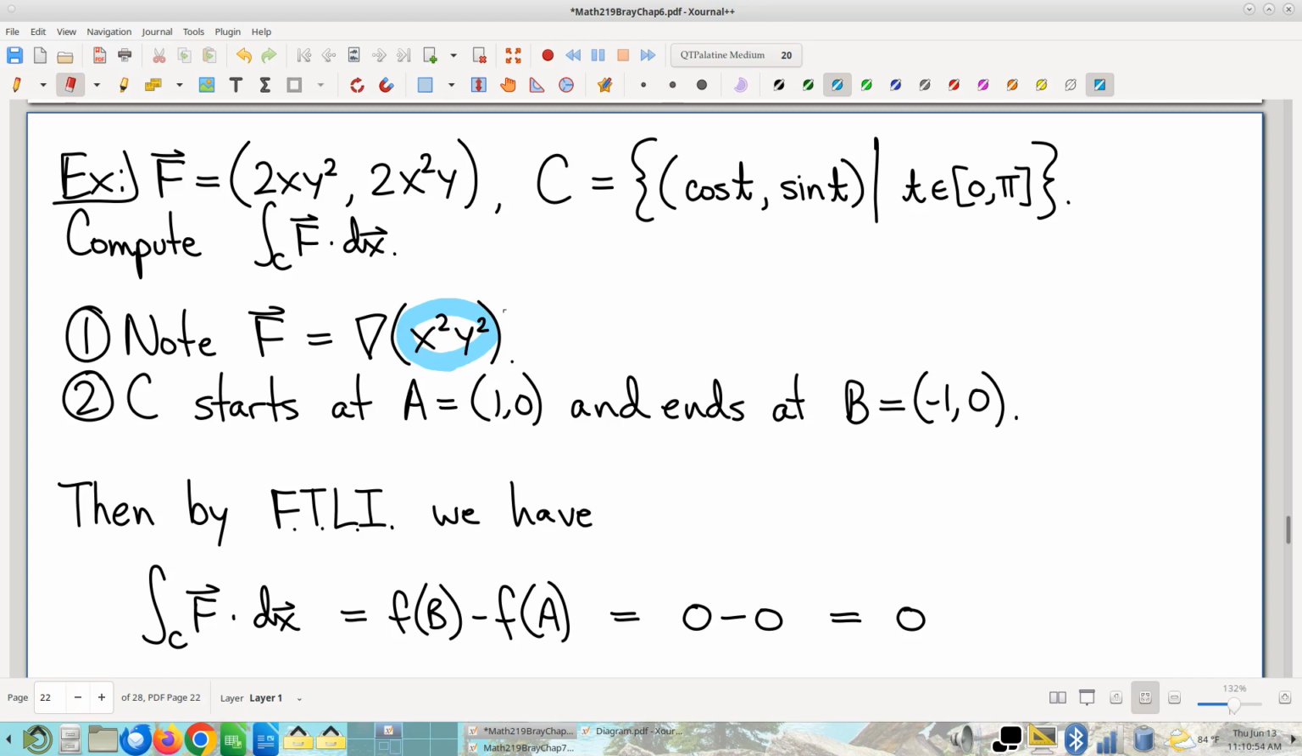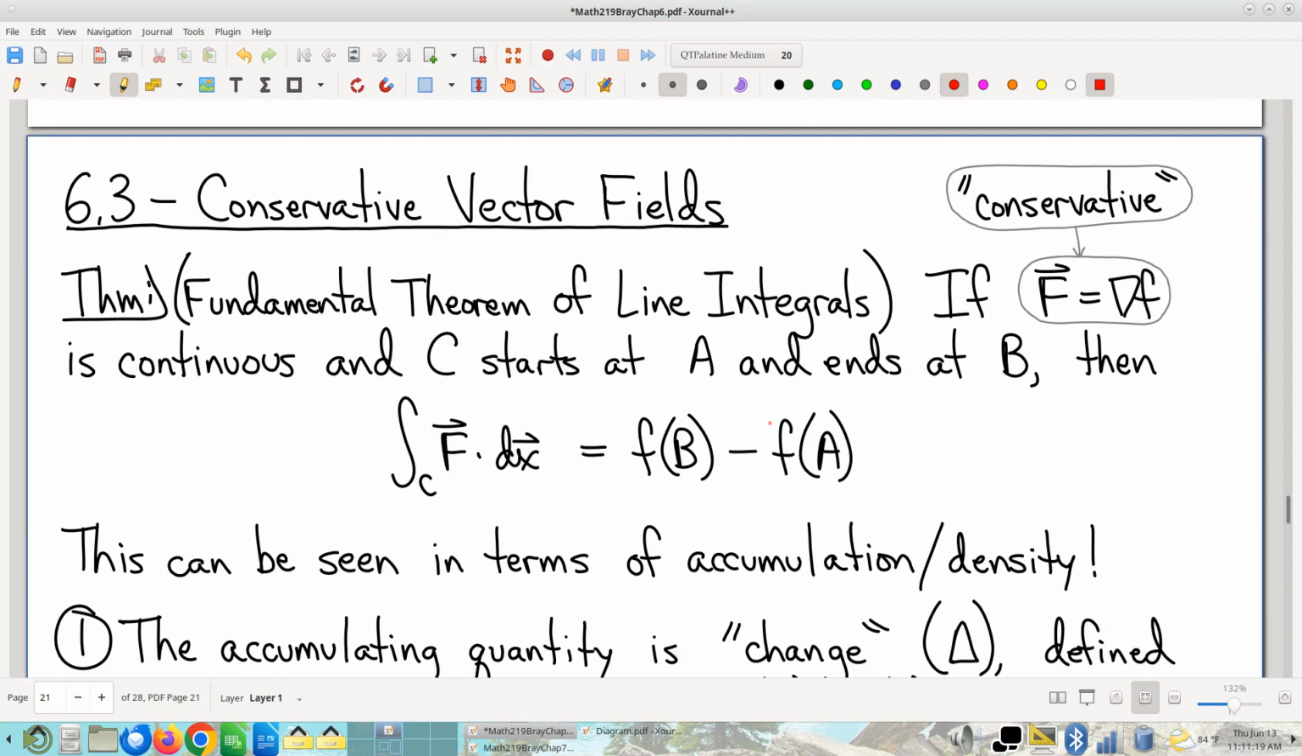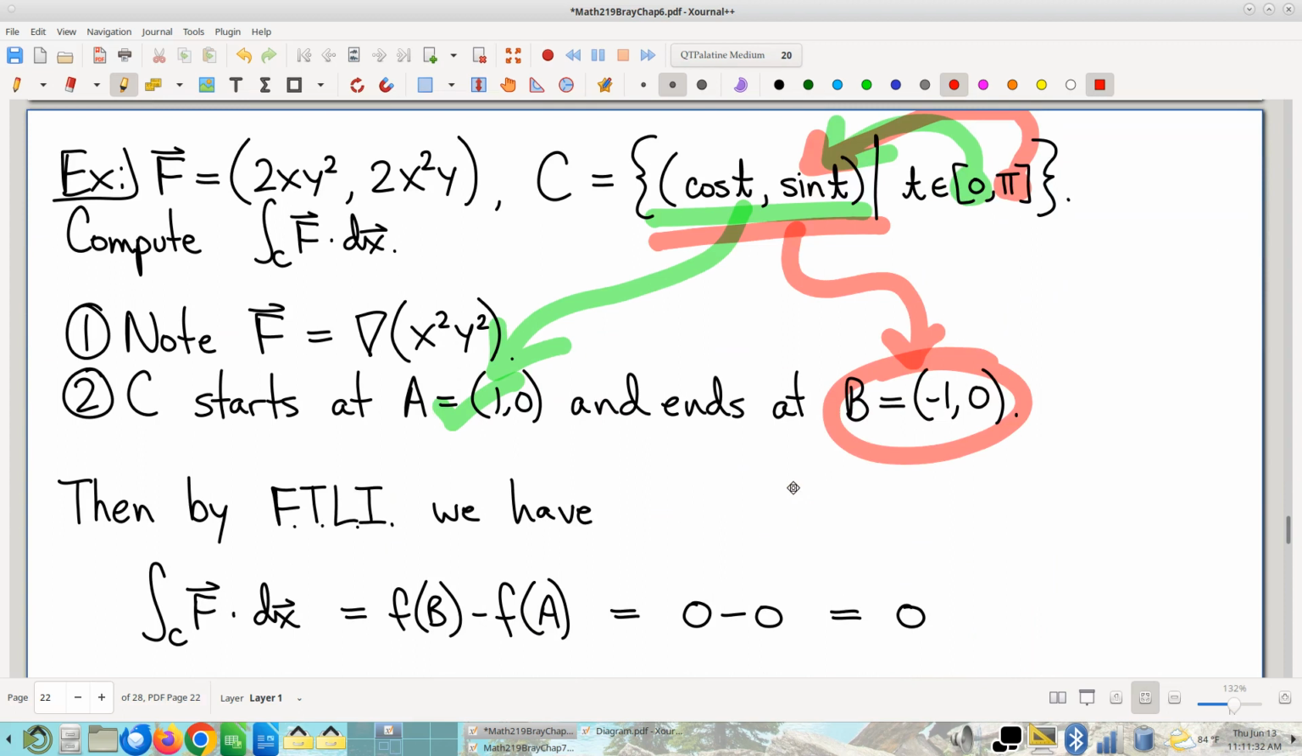I can identify, by the way, from the curve itself, that this curve starts when t equals 0, at which point we're at this point, (1, 0). And then the curve ends when t is equal to pi, and at t equals pi, therefore, is going to be that point. So I know my starting point. I know my ending point. I have a theorem here that says if you want to compute a vector line integral of a gradient, which I do, then it's just f of b minus f of a. And so we proceed with the calculation right here.